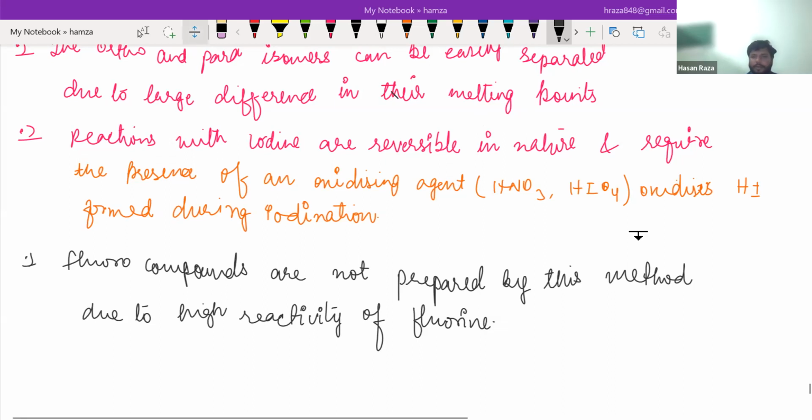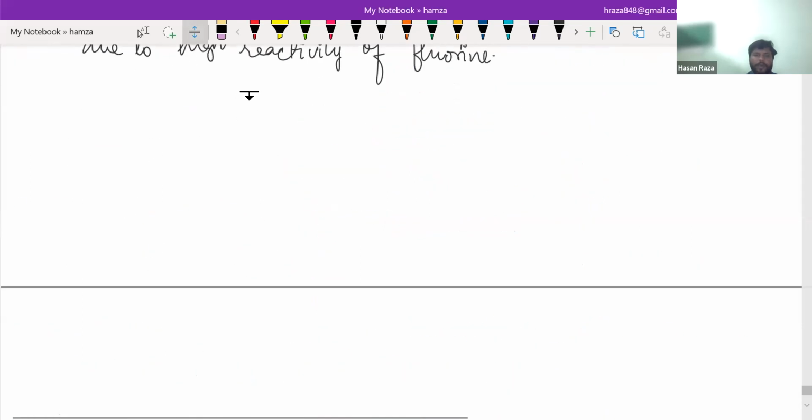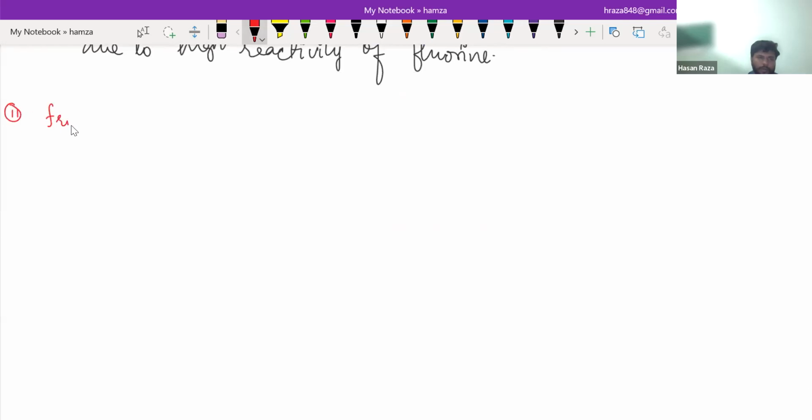Now see, the second method of preparation of haloarenes is from amines. Do you know what amines are? There is a chapter in this book on amines. From amines, we prepare it by Sandmeyer's reaction, also known as a name reaction.